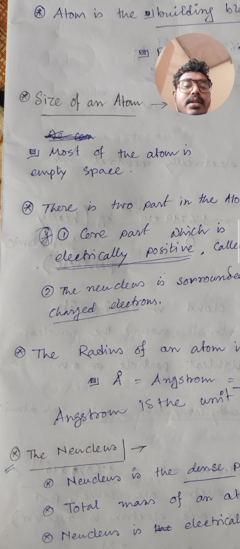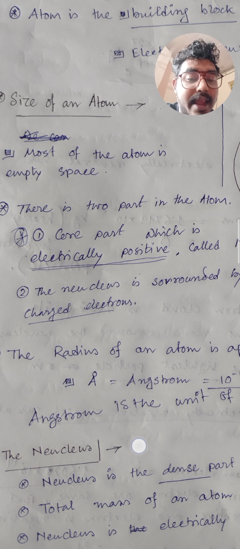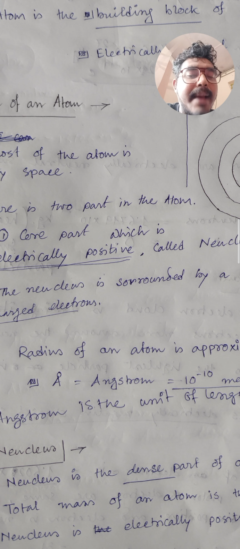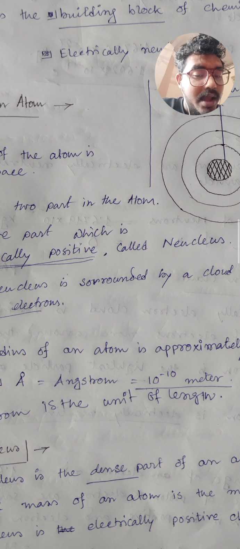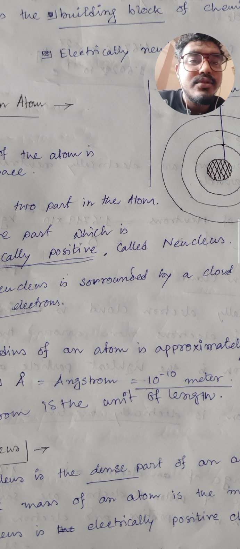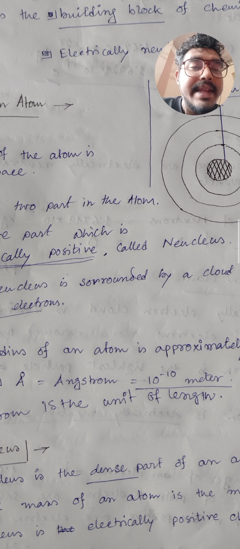Now, what is the radius of an atom? The atom radius is approximately 2 to 10 Angstrom. And what is an Angstrom? An Angstrom is a unit of length, and 1 Angstrom means 10 to the power minus 10 meter.